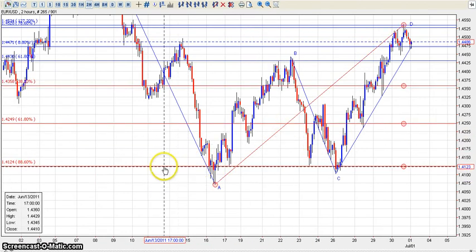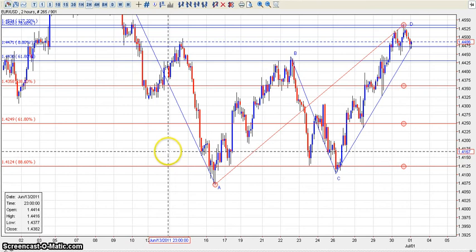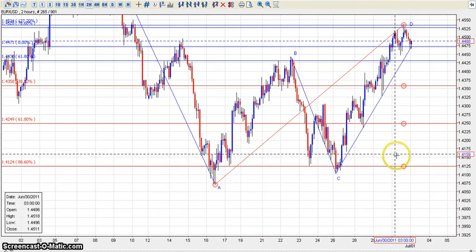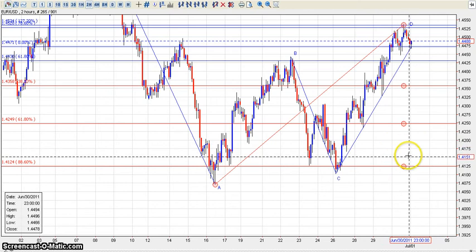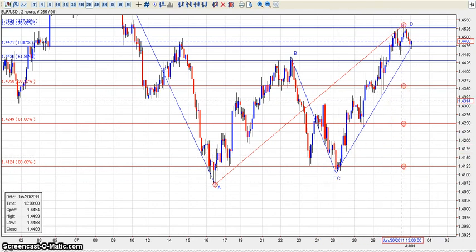Eventually, what I'm looking for is the price to break below the 88.6 Fibonacci retracement. Once price breaks below this level, then I know the reversal is in full swing, and I want to manage my trade accordingly. However, if price bounces up here or stalls for a while at the 88.6 retracement, then I just want to take my profit off the table.